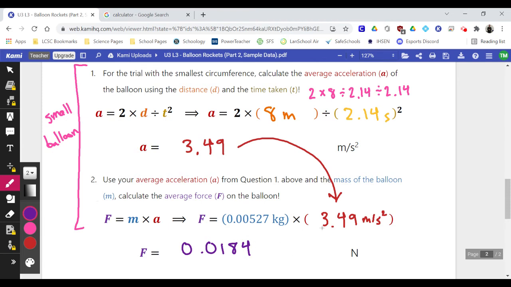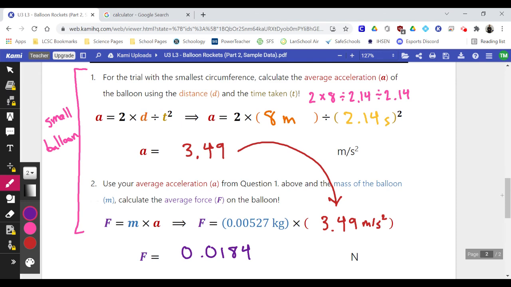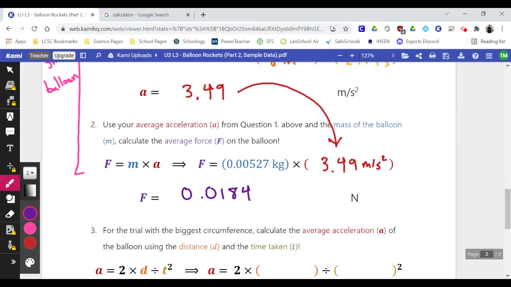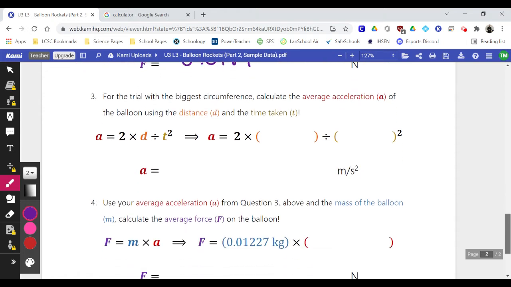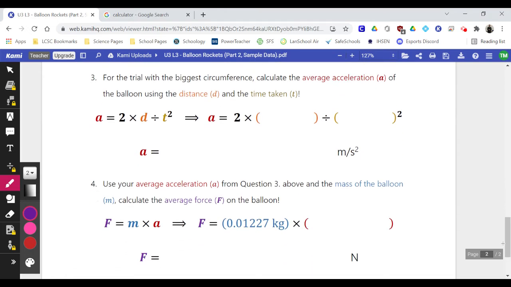Okay, so we're going to have 0.0184 newtons of force pushing on our balloon, or somewhere in that ballpark. And again, if your numbers are a little bit different, that's fine. But that's how we calculate. We just take our acceleration and multiply it by this mass of this balloon we've approximated. Okay, so that's for our small balloon. We're also going to do this for our largest balloon in 3 and 4, but the process is going to be the same.